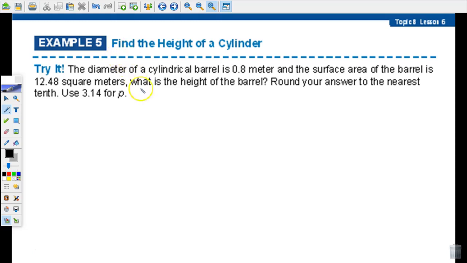So go ahead, work out the try it. All right? After you work it all out, the answer will be 4.6 meters. Okay? Any questions? Put them in the comments, okay?